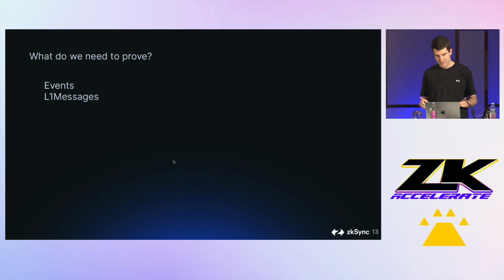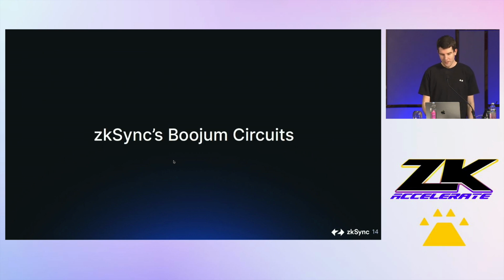And lastly, we'll need to prove events and L1 messages. Events are pretty much just L2 messages. It's just little posts of data on the chain so that maybe you can read the chain later and just look through events for something. Cool, so that's all the things that we'll need to prove.